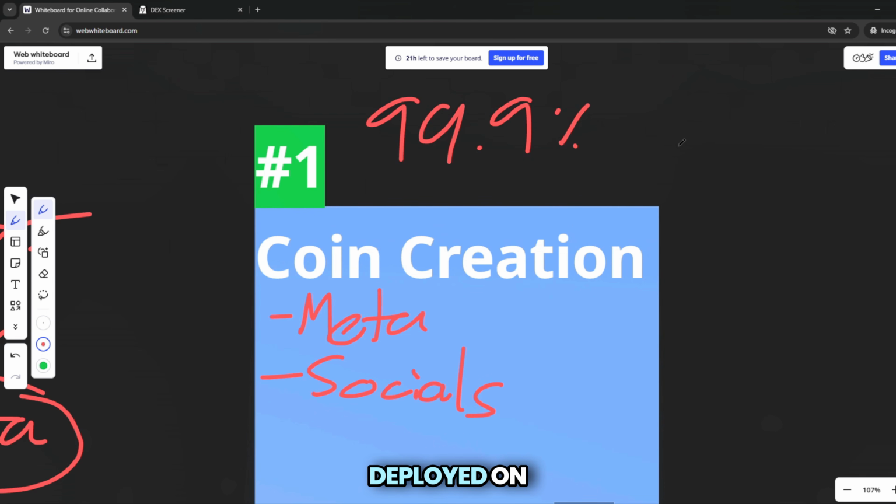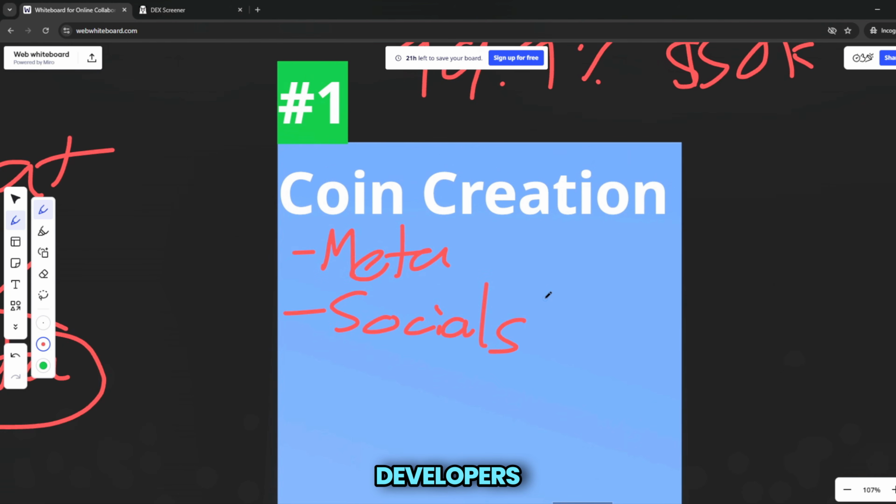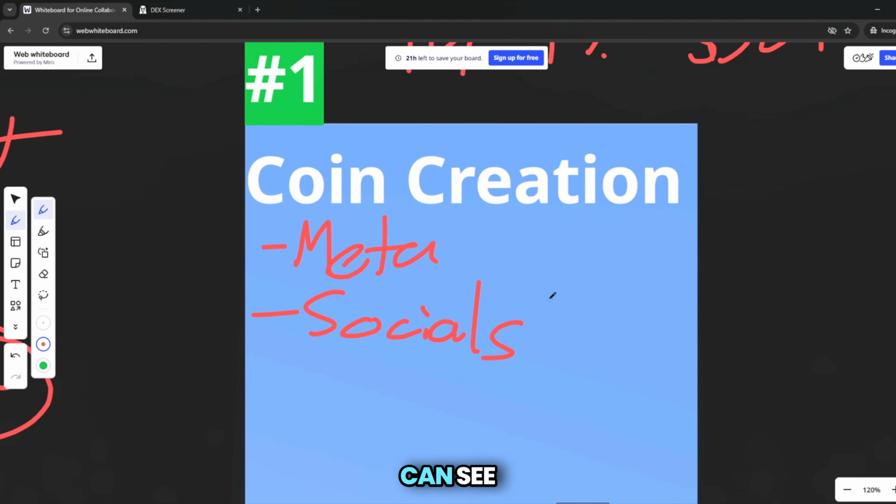99.9% of tokens deployed on Pump Fund don't go past 50k in market cap. And also, 99.9% of tokens launched on Pump Fund don't have socials. Developers are lazy, and traders can see through this. If you put effort and time into creating your coin, you will be rewarded.